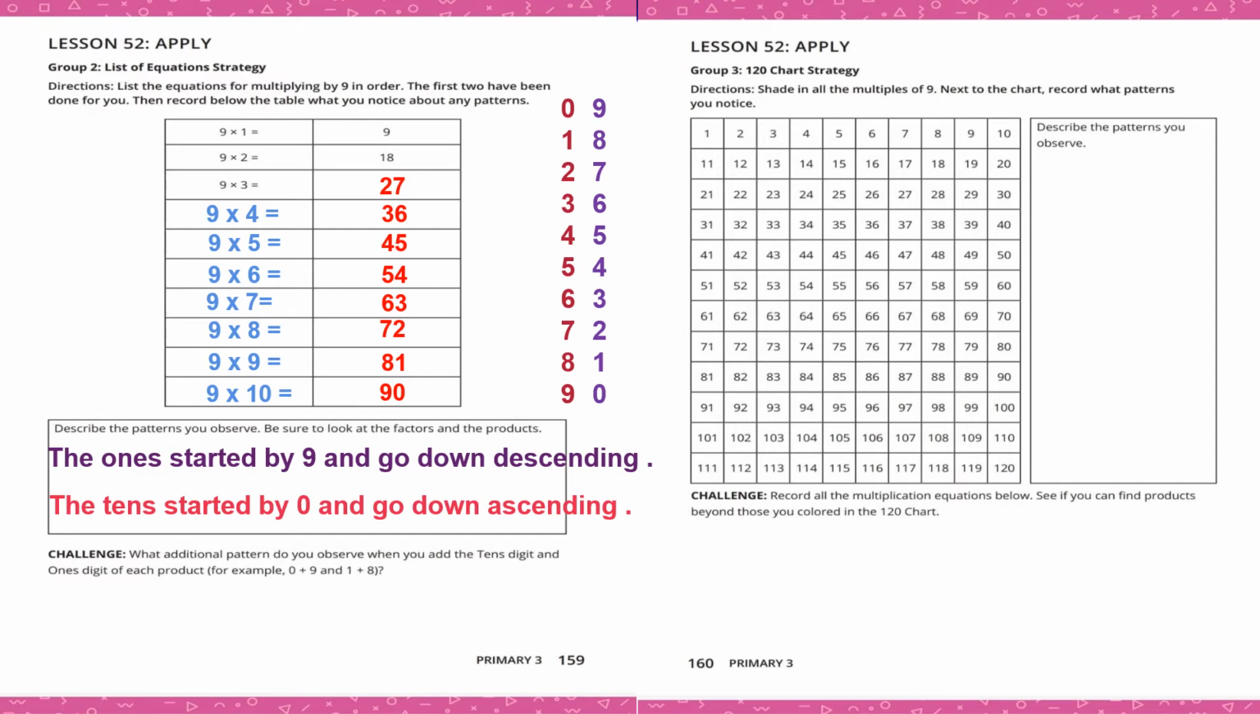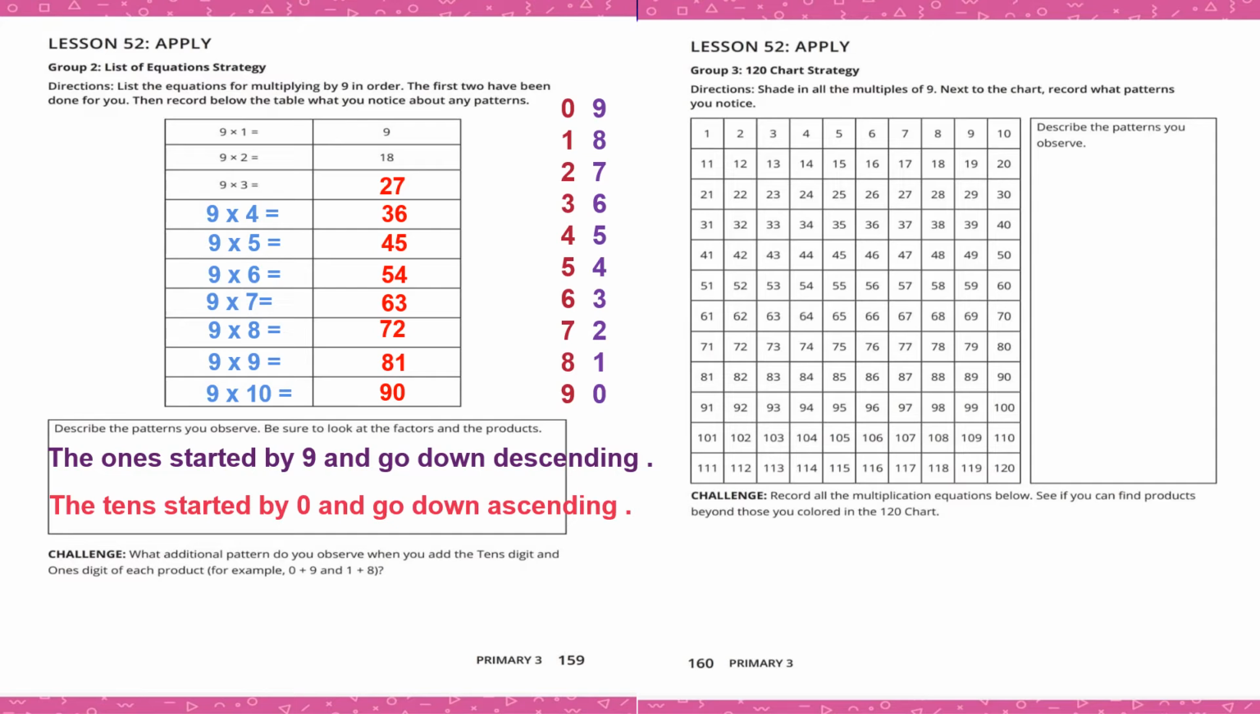Our challenge. What additional pattern do you observe when you add the tens digit and the ones digit of each product? For example, here, 0 plus 9 equals 9. When we make 1 plus 8 equals also 9. 2 plus 7 equals 9. 3 plus 6 equals 9, and so on. The addition here between the two numbers equals 9.